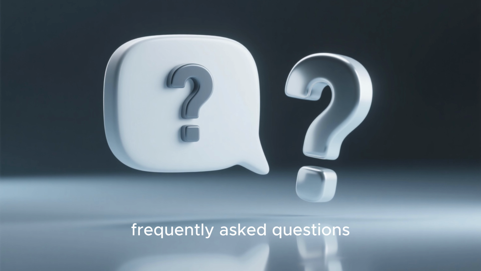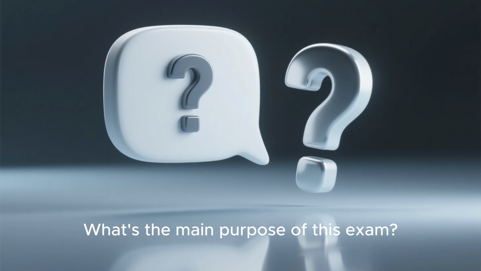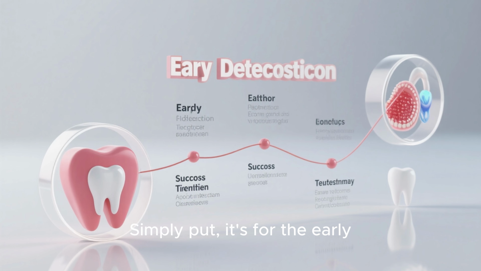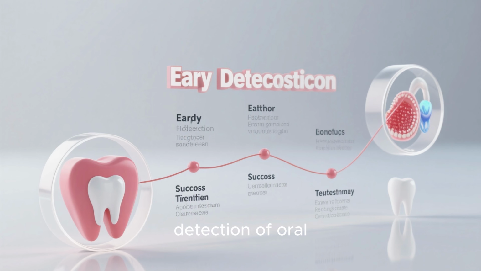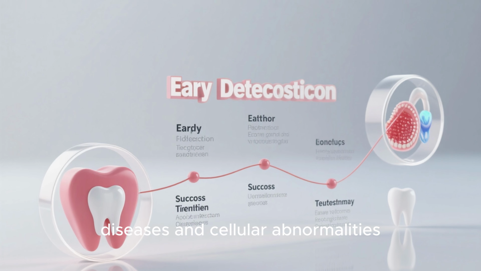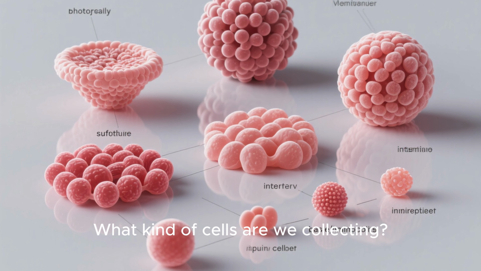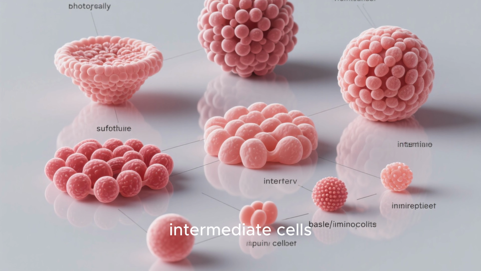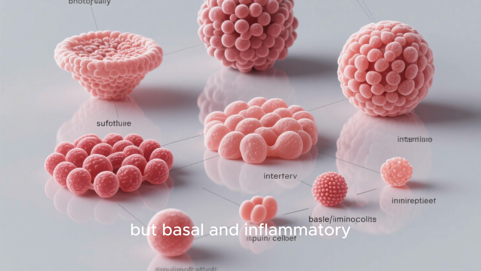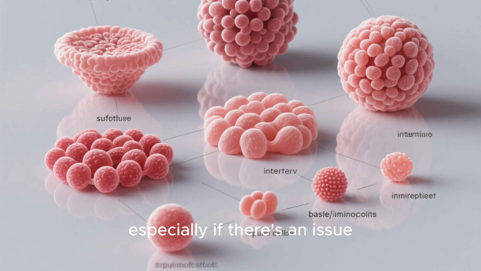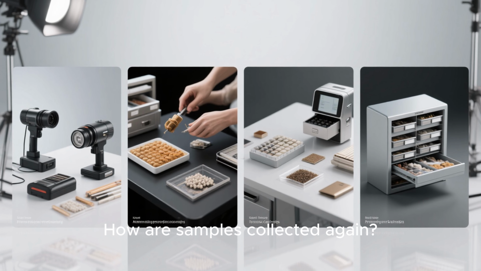Let's clear up some frequently asked questions. What's the main purpose of this exam? Simply put, it's for the early detection of oral diseases and cellular abnormalities. What kind of cells are we collecting? We're mostly getting superficial and intermediate cells, but basal and inflammatory cells can also be present, especially if there's an issue. How are samples collected again?